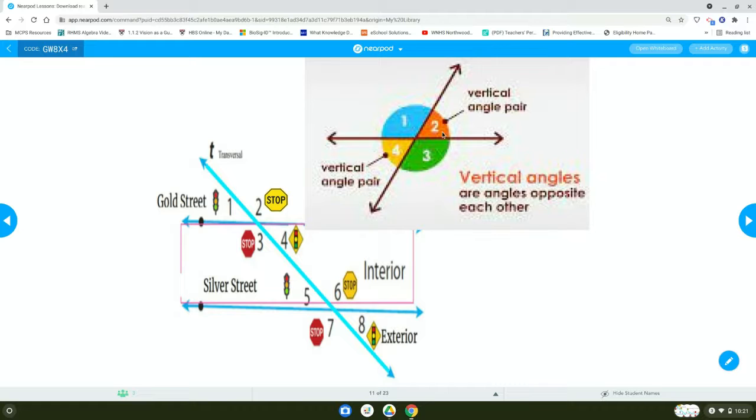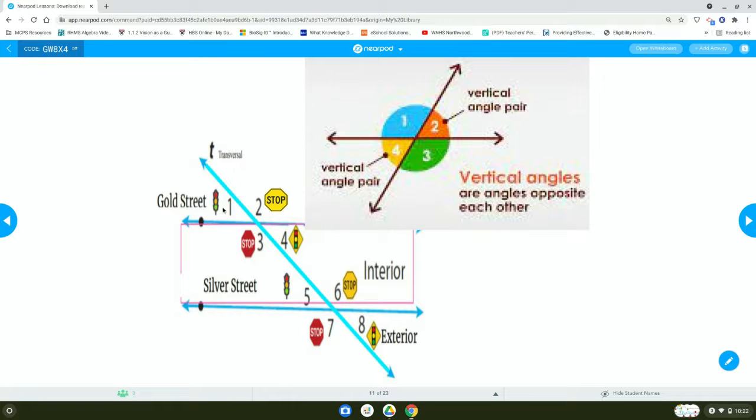If you open up a pair of scissors, the angle made on the top is congruent, is the same as the angle made at the bottom. The angle on the left is the same as the angle on the right. Angles opposite each other are vertical. So in geometry, we say vertical angles are congruent. Angles that are opposite each other, across each other, are congruent.